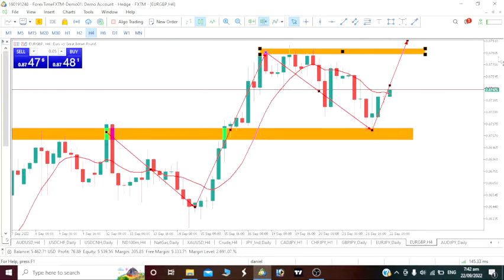Let's see if we can take out this high for the day or the next day, which is about 0.87805. So possibly on the 23rd, on EURGBP, we should be able to take out this high. So watch out for it.